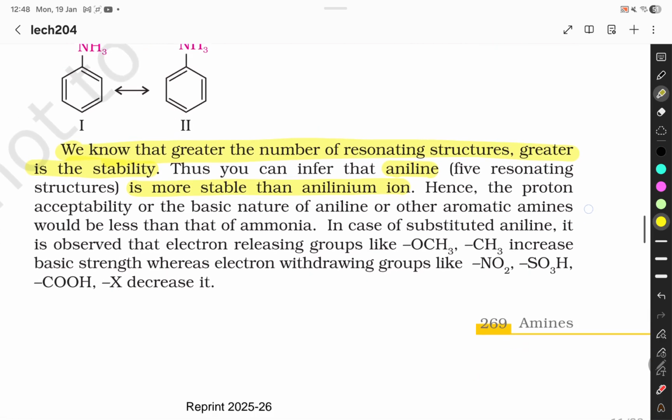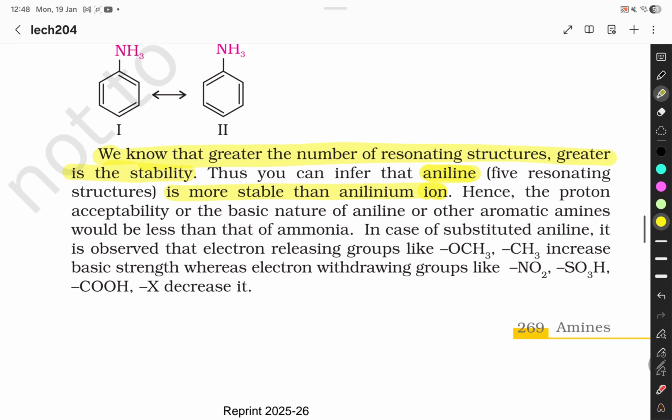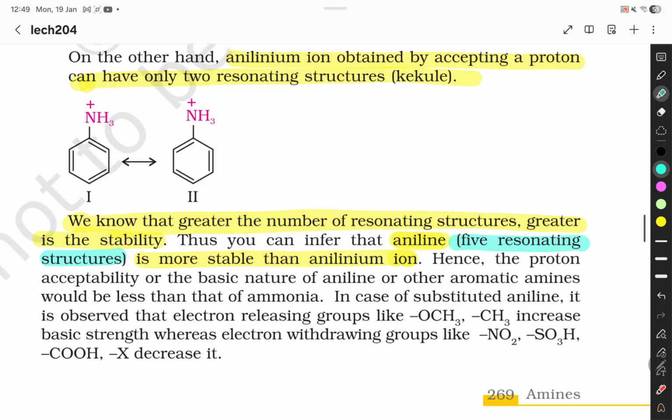They might ask stability. See, this is something that I also low-key forgot. There are five resonating structures available for aniline, but there are only two resonating structures for the anilinium ion. So aniline is more stable. Aniline is more stable than the anilinium ion.